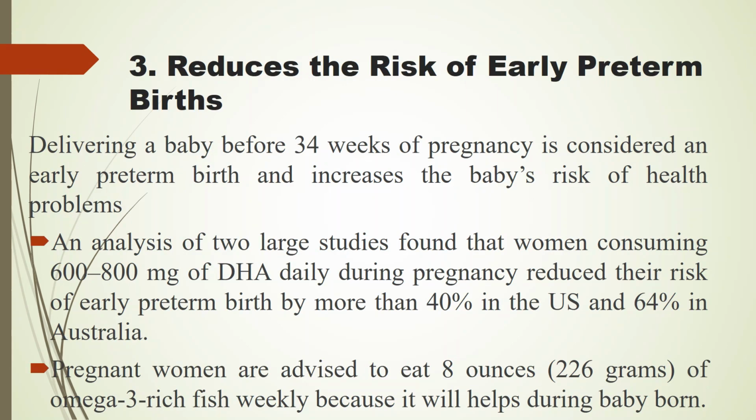The third one is reducing the risk of early preterm birth. Delivering a baby before 34 weeks of pregnancy is considered an early preterm birth and increases the baby's risk of health problems. Studies show that women consuming 600 to 800 milligrams of DHA daily during pregnancy reduce the risk of early preterm birth by more than 40% in the US and 64% in Australia. Pregnant women are advised to eat 8 ounces, meaning 2 to 6 grams, of omega-3 rich fish weekly because it will help during the baby's birth.